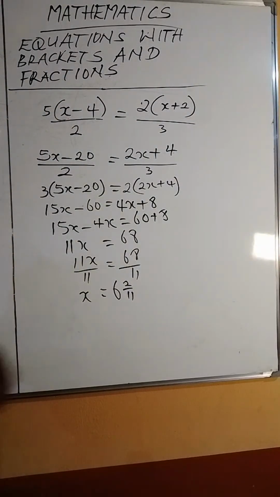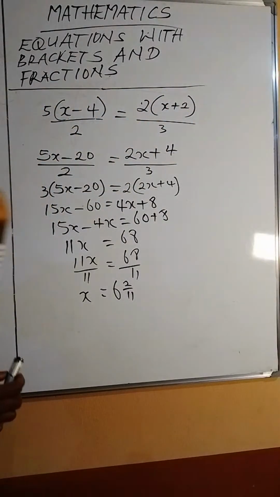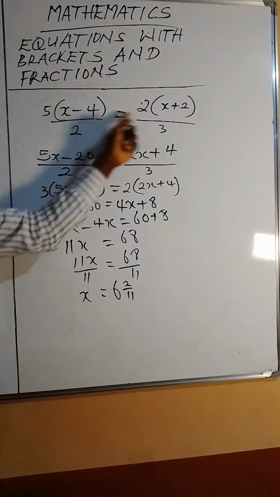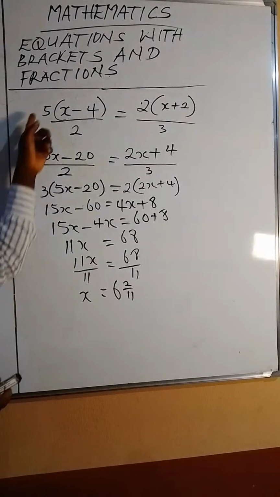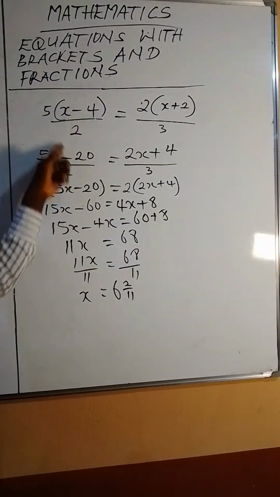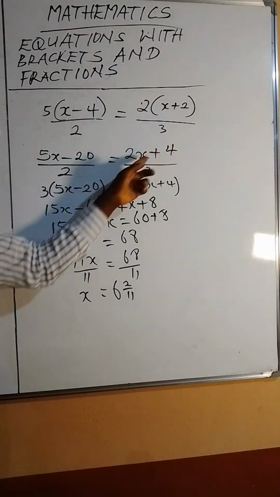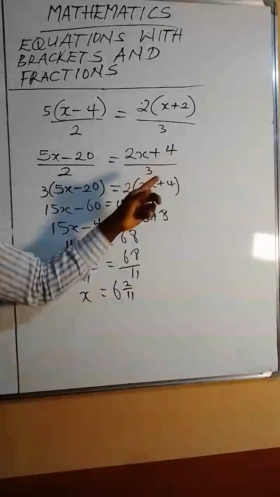Let me quickly review it before we say goodbye for this morning. Now we are given something like this. What we simply have to do here, there is nothing to cancel out. So just clear the brackets. Wherever you have the bracket, clear the bracket first. There we have 5 times x, that gave us 5x minus 5 times 4, that gave us 20. At this other side, we have 2 times x, gave us 2x, and 2 times 2 gave us 4.